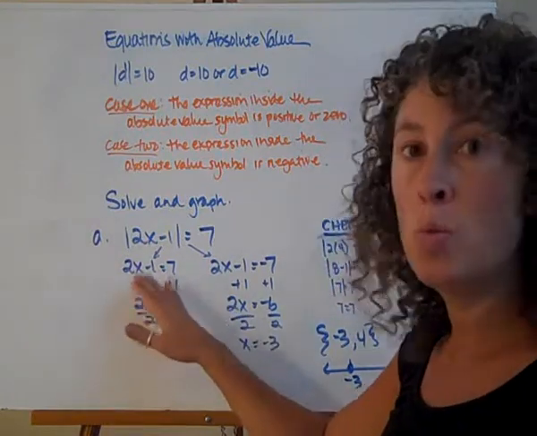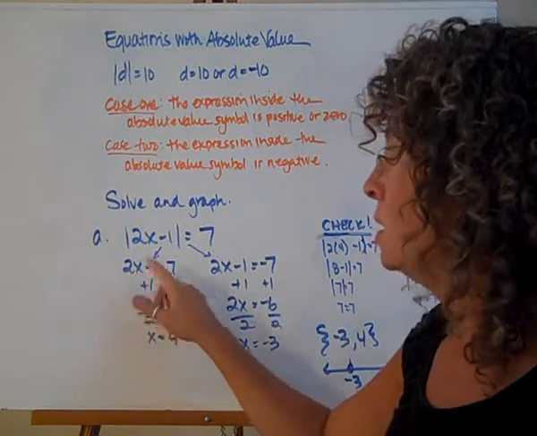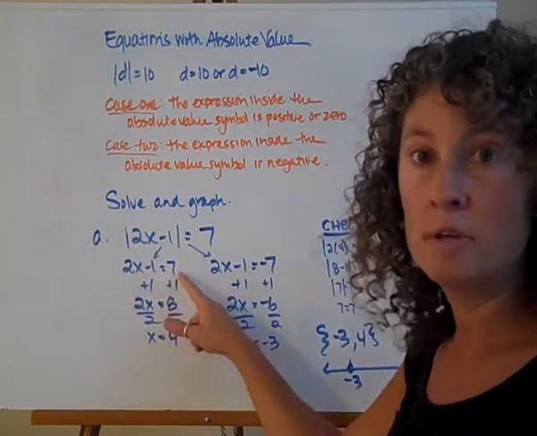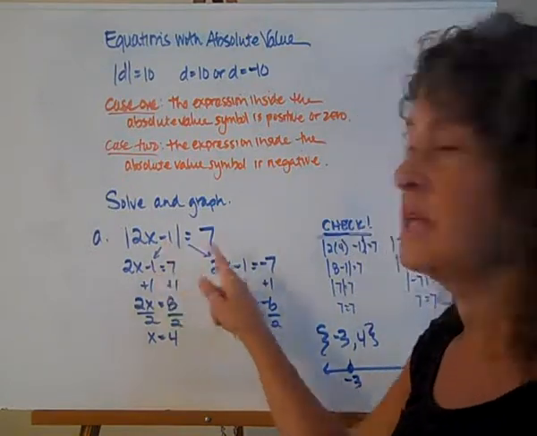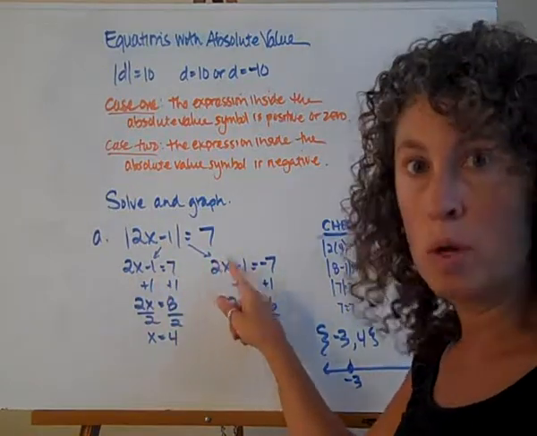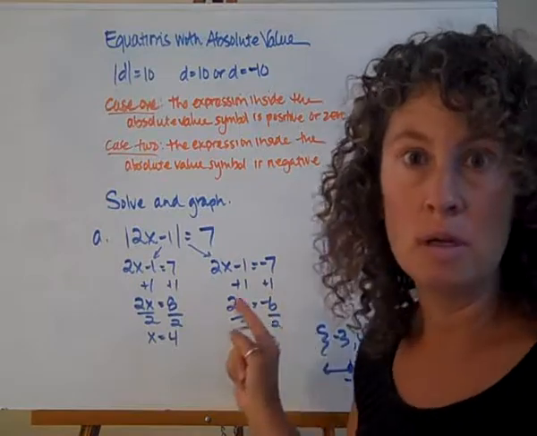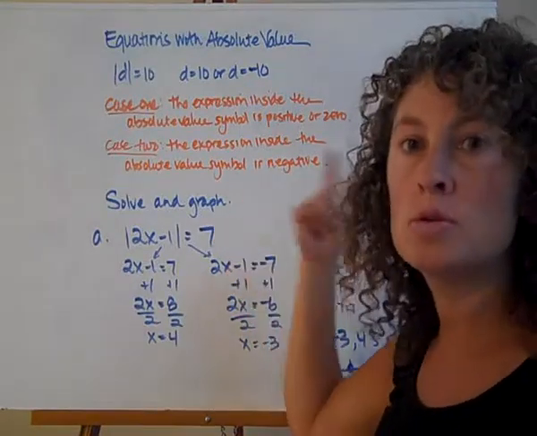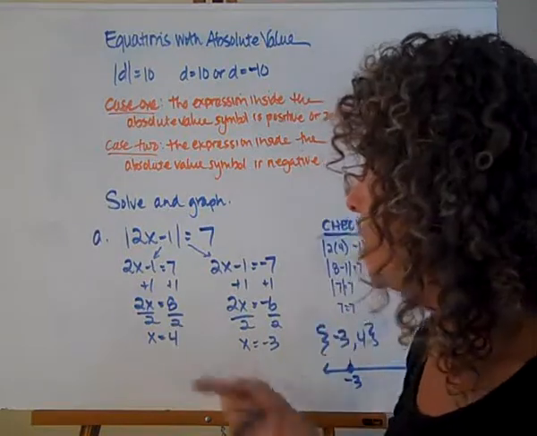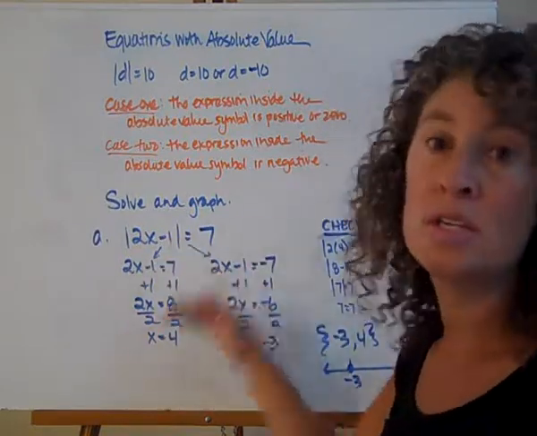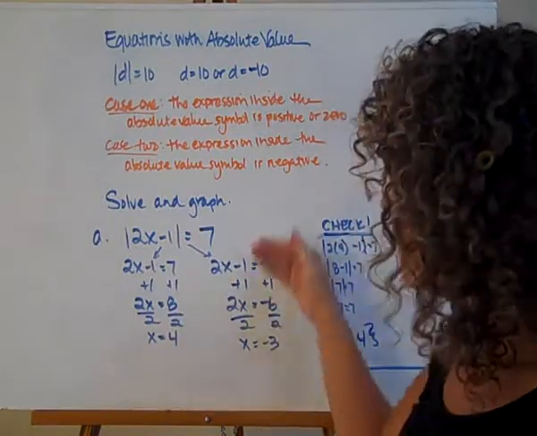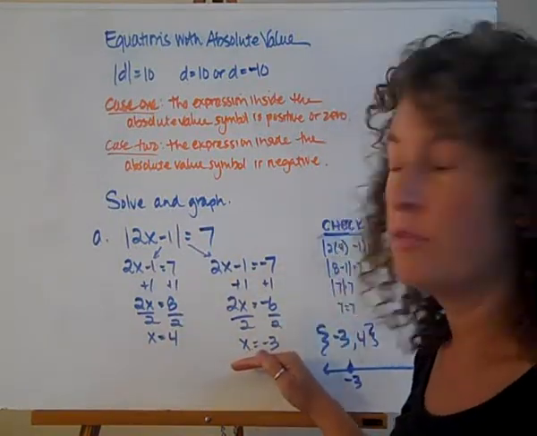I'm going to split this into one equation where 2x minus 1, the expression inside the absolute value symbols, is equal to 7. Or what was inside the absolute value symbols, 2x minus 1, could also have been negative 7 before I absolute valued it. So I'm using the 7, but I'm also using its opposite, negative 7. From here I have two equations, and I need to solve both of them. Once I solve my first one, I get x equals 4. I solve my second equation, I get x equals negative 3.